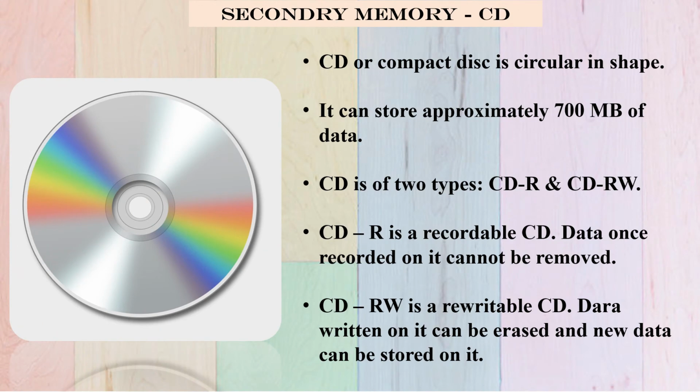The next is CD. A CD or compact disc is circular in shape. It can store approximately 700 MB of data. CD is of two types, CDR and CDRW. CDR is a recordable CD in which you can record the data but you cannot delete that data from the CD. And CDRW is a rewritable CD. You can add your data, delete your data, erase your data. If you want to store new data, you can store that data into that CD also.